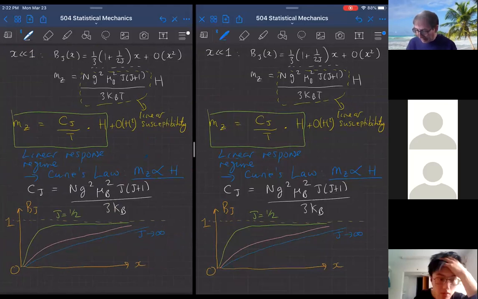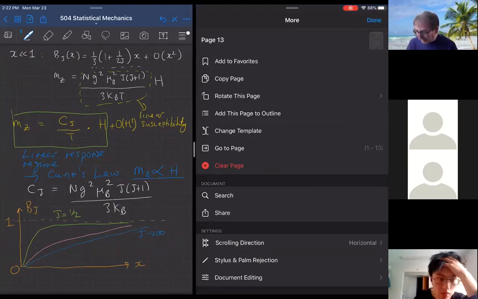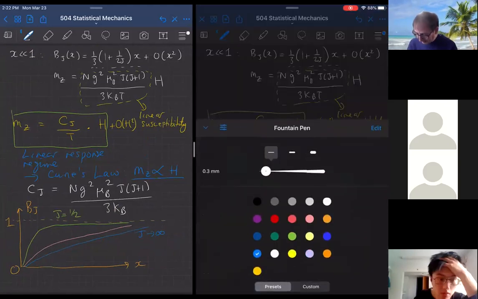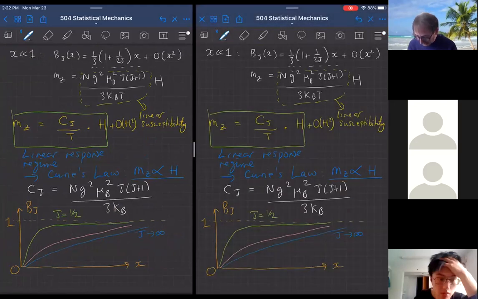So I'm not going to plot the data. Oops, wait, how do I get rid of that thing? So the data, when you plot it, basically falls right on these curves.